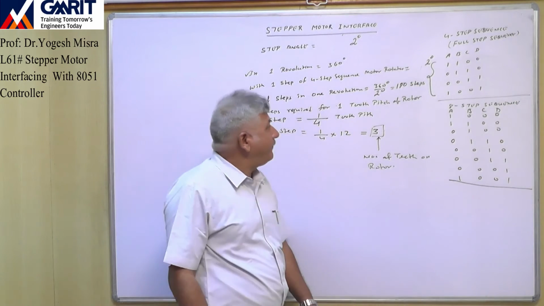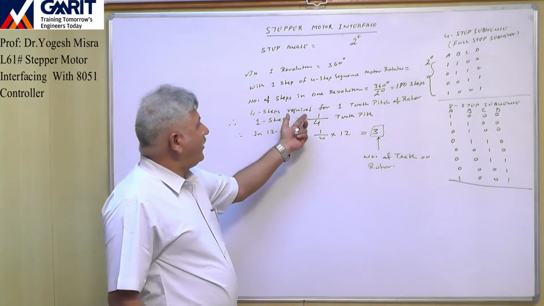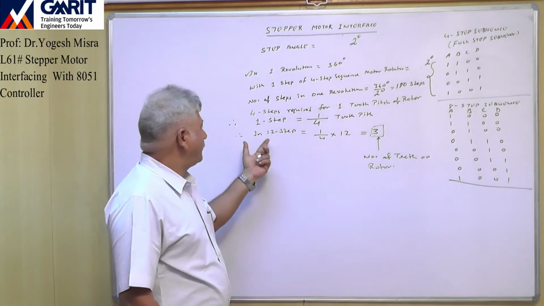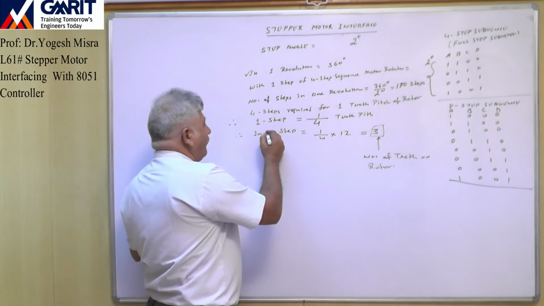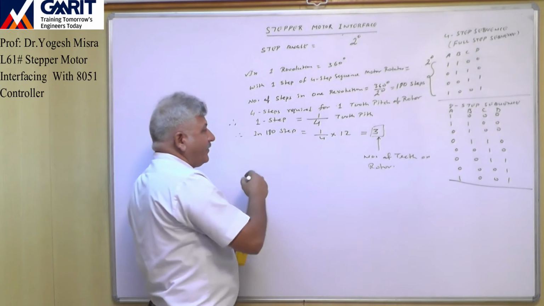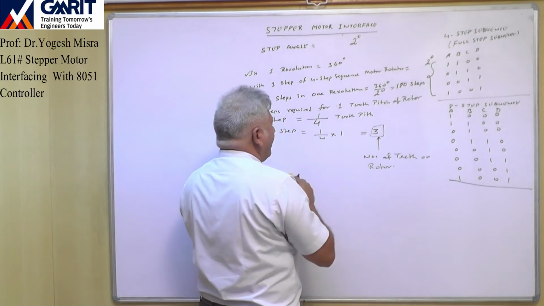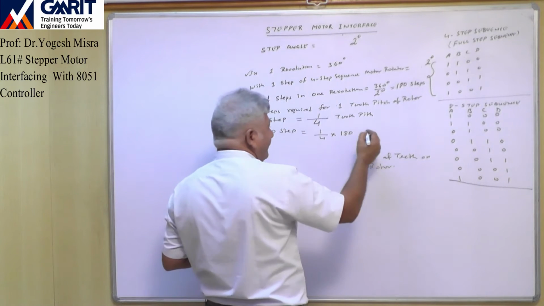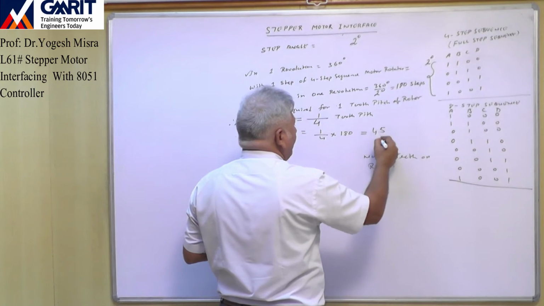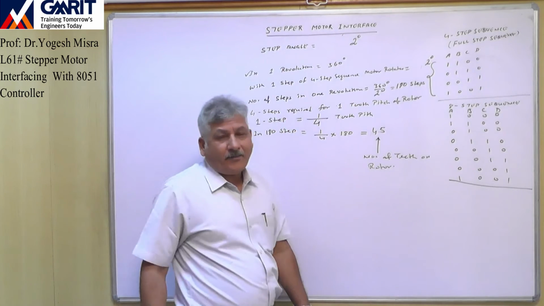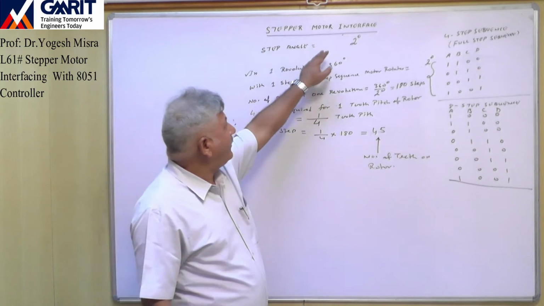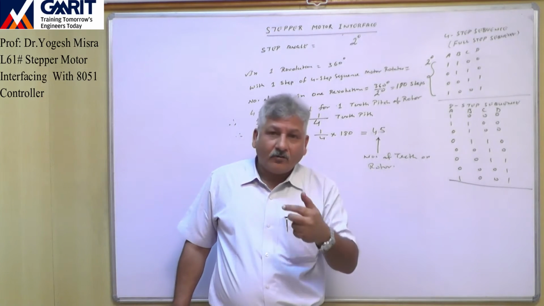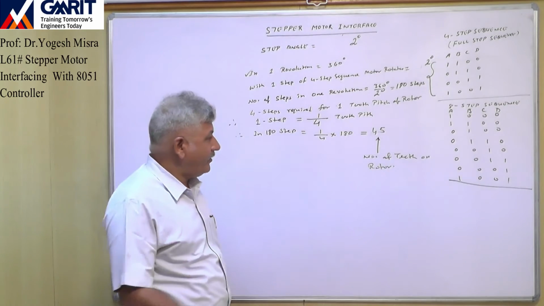180 steps are required. Now 4 steps required for one tooth pitch of the rotor. So one step will be 1 by 4 tooth pitch. So in now 180 steps, 1 by 4 multiplied by 180, you find it. So it is 45. So a stepper motor with a step angle 2 degree will have 45 teeth on rotor. So in this way we can calculate the number of teeth.